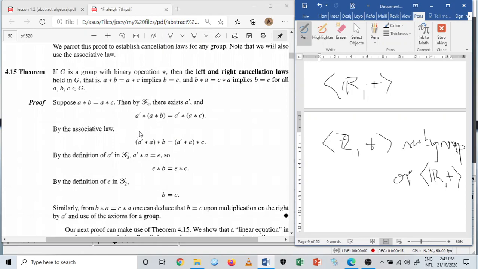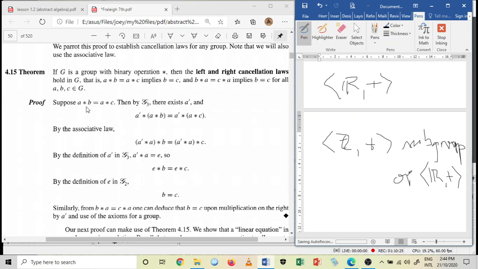But by the associative property of the operation, we can write this as the quantity A inverse operation A operated to B equals the quantity A inverse operation A operated to C. But A inverse operation A, by definition of inverse, is just E. So this is E, this is also E. So we'll have E operation B, and the right side will be E operation C. But by definition of E, the identity, this will be equal to B, and this is equal to C. Therefore, we'll have B equals C.